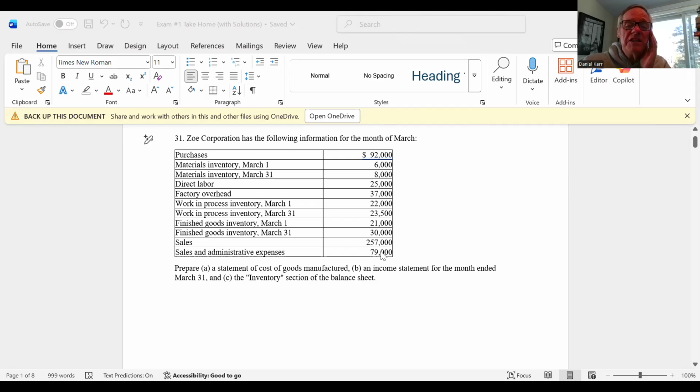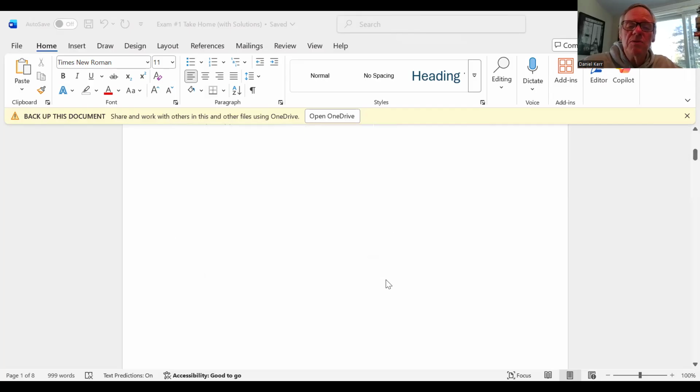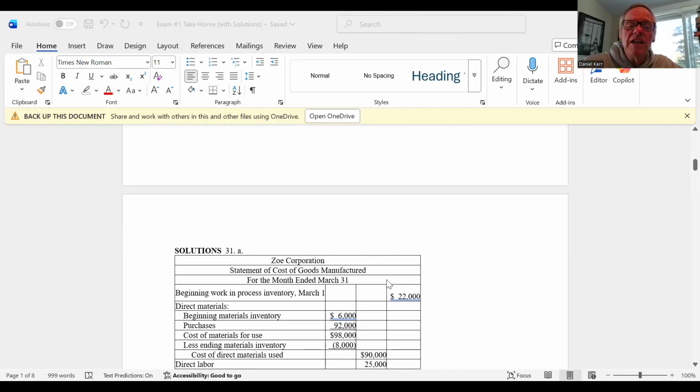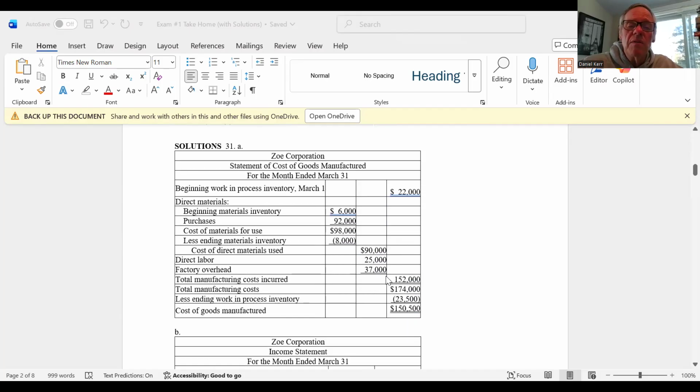On the basis of that, you got to prepare a statement of cost of goods manufactured, an income statement, and an inventory section of the balance sheet, all in good form. To get full credit on that, this is what I needed to see. I need to see a formal statement of cost of goods manufactured. I recommended you use 3-column format. You had to show what the beginning work in process was. You had to figure out what the materials used was.